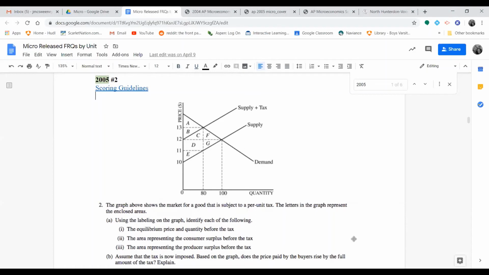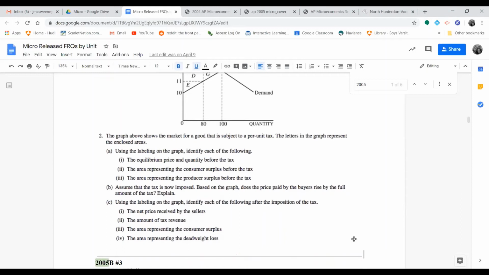All right, consumers and producers both lose surplus as a result of the tax. The deadweight loss represents, or if you look at it, it's the wedge that gets placed between producers and consumers. The deadweight loss in this case is going to be FG, or $20. All right, and that is 2005 number 2.